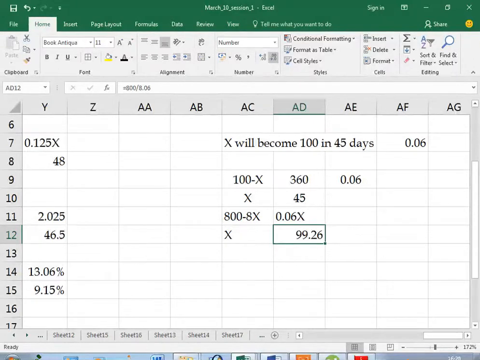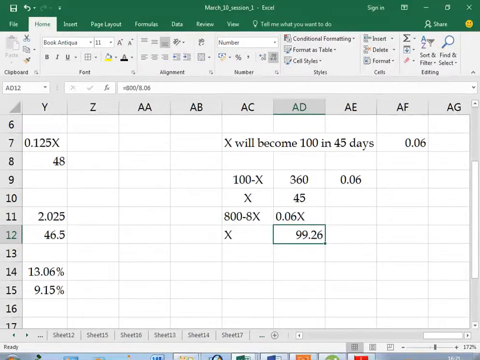X will become 145 days. Any doubts on that? The bond equivalent yield is equal to 6%, whatever the discount yield they have given in the equation.